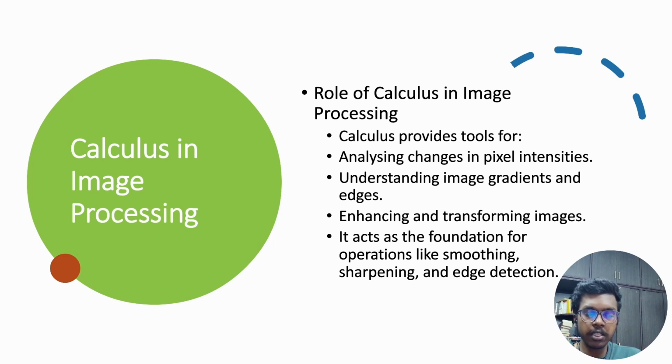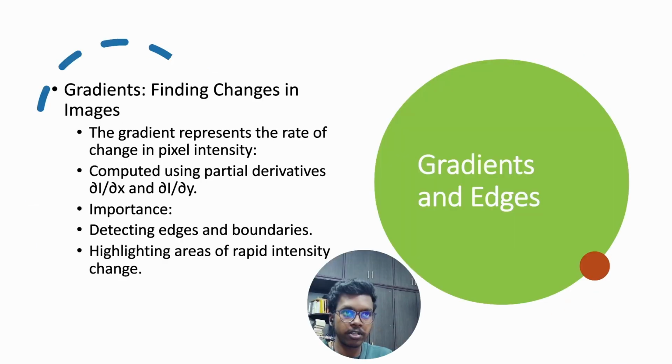So you might be thinking, what will we use calculus for in image processing? We use it to understand image gradients. And how do we understand image gradients? Using pixel intensities. Using intensities, we understand and enhance the images. Apart from that, it also acts as a foundation for operations like smoothing, sharpening and edge detection.